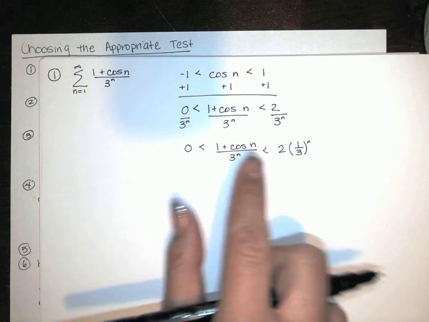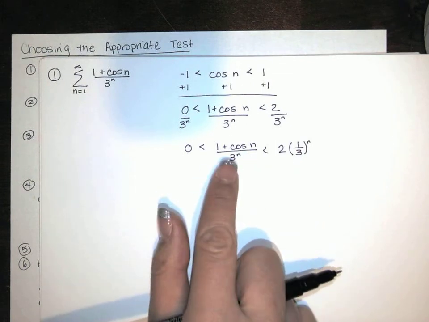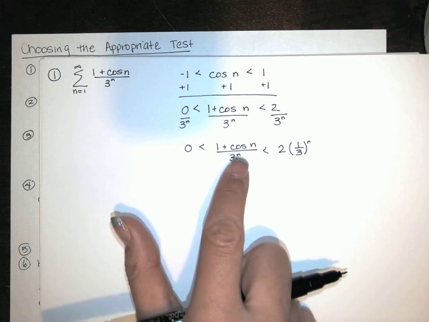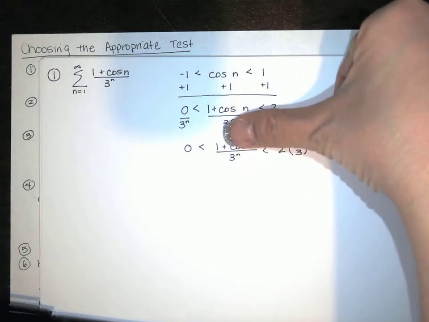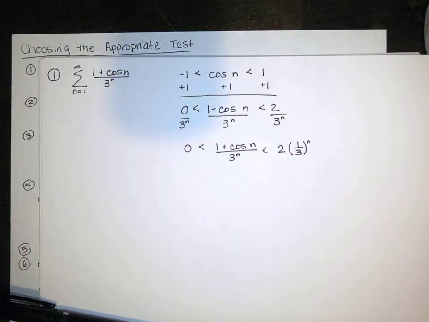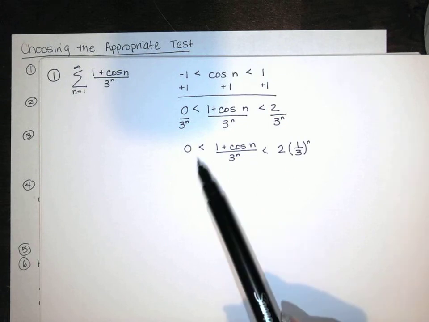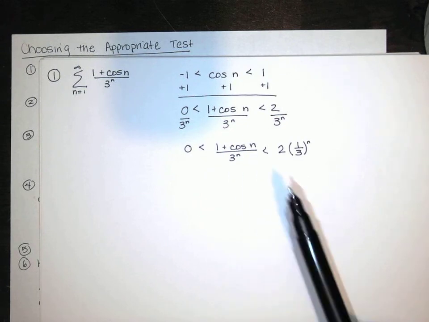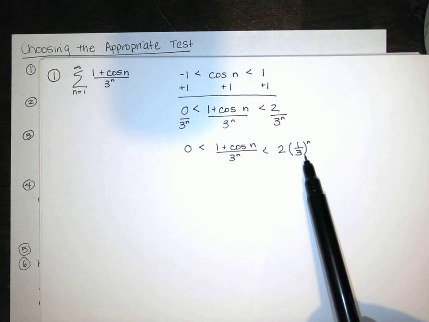So I'm able to compare this to this geometric series, and I knew that that was coming. I knew I could compare it to a geometric series because cosine of n is always between -1 and 1, and if I ignore that part, it looks like a geometric series. So you'd say, okay, well, now you're going to use the comparison test. Both of these guys are positive, and I've got a geometric series, so I know whether it converges or diverges.